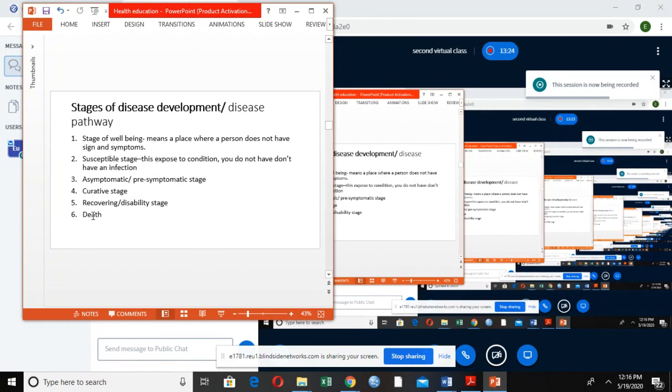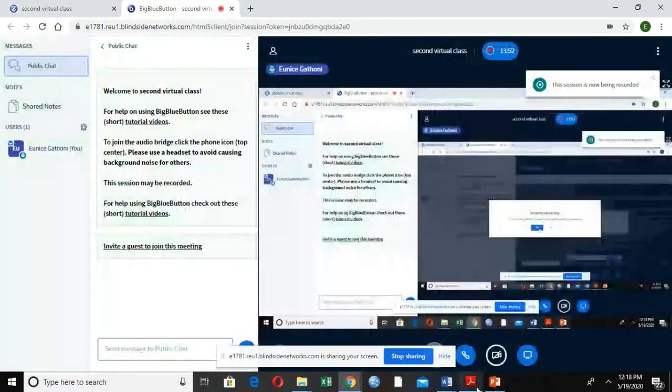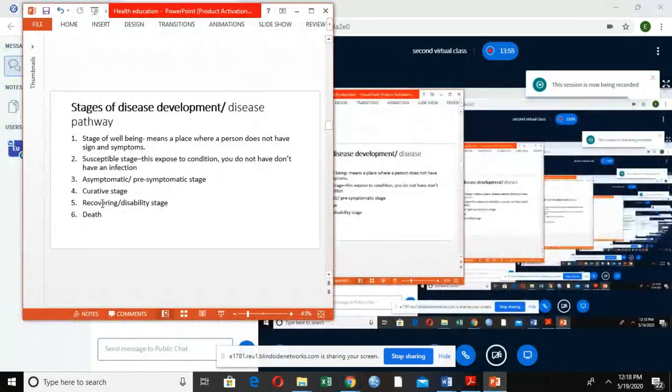Then stage number five is the stage of recovery or disability stage. At this stage, depending on the intervention you take at stage number four, you can either recover from the disease, you can develop disabilities, or the disease can go to chronic stage. If it was at an active stage, now you can go to chronic stage. You may also fail to recover. It depends on the intervention you took in stage number four, the curative stage, where the body may fail to overcome the illness, and lastly, you die.